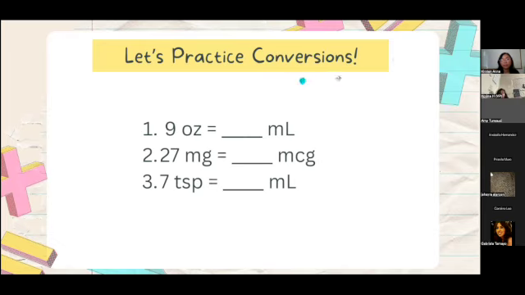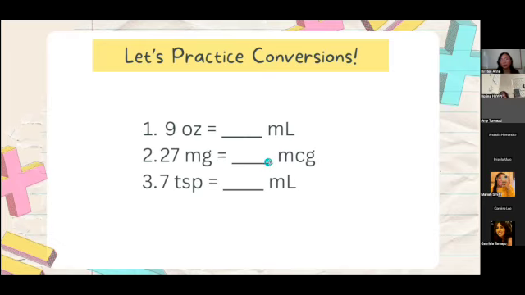Okay, perfect. I saw the chat. You guys got it correct. So, can someone just unmute and tell me what is the conversion for milligrams to micrograms? Just scream it out. One milligram is 1,000 micrograms.